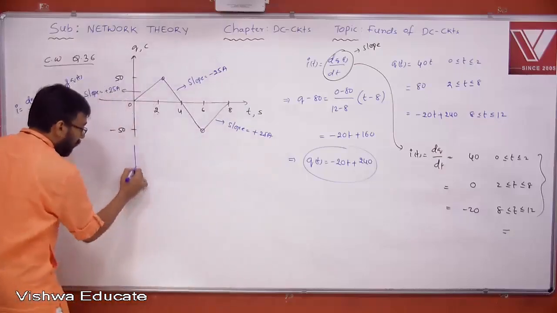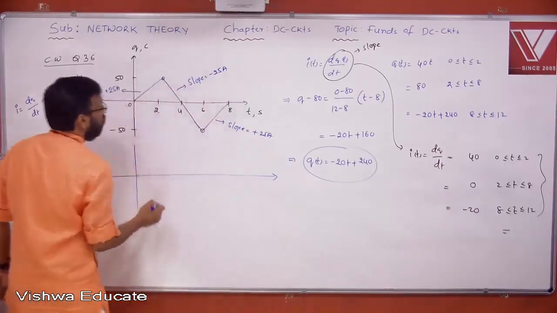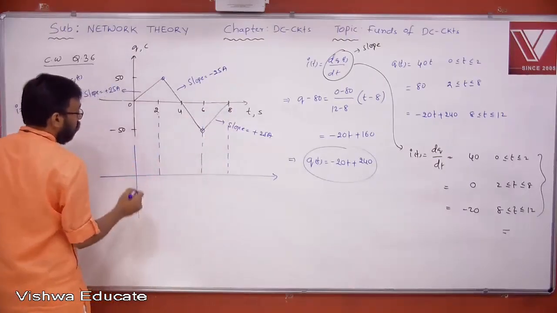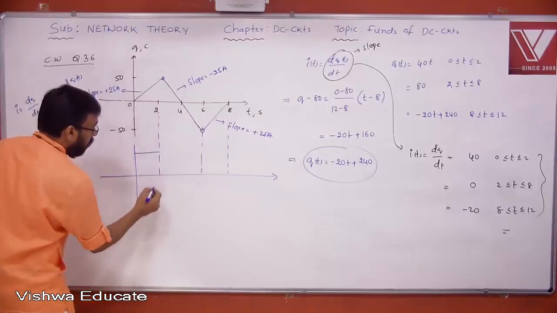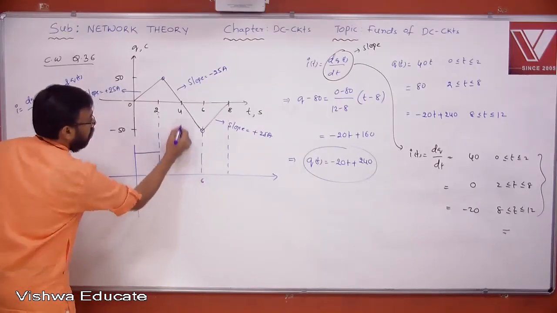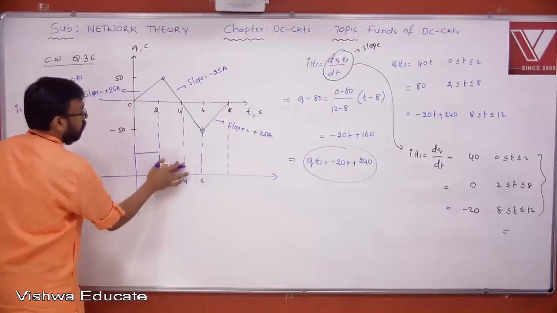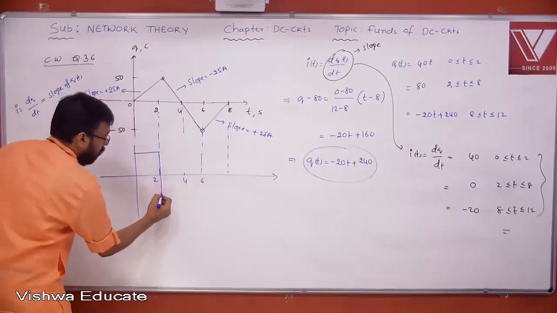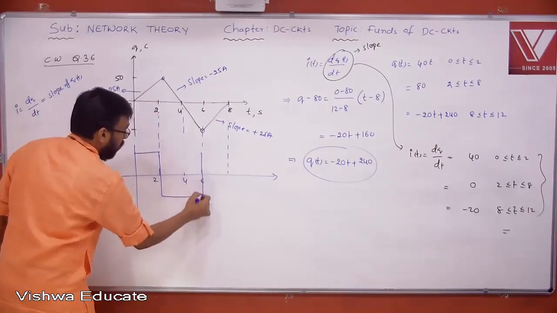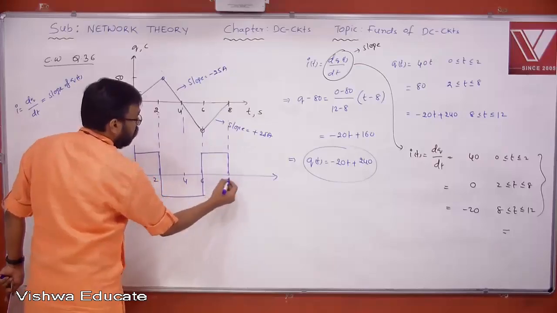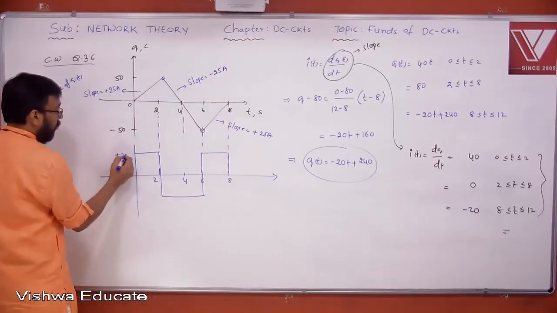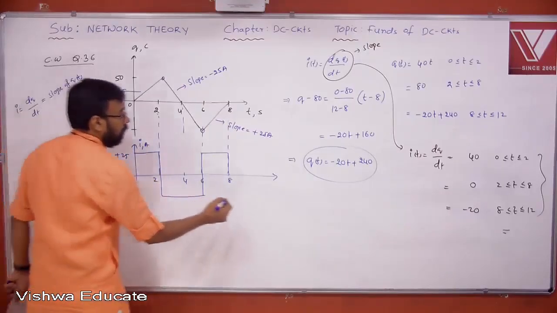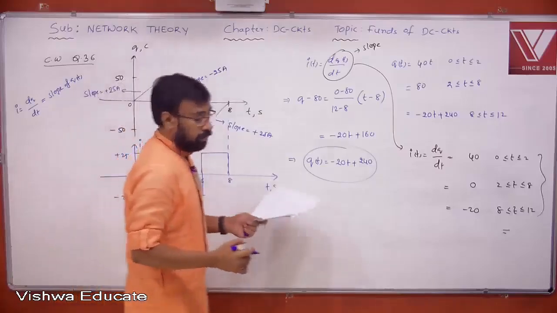Now I can sketch the corresponding current waveform here. This is 2, this is 4, and this is 8. So plus 25, then minus 25, then again plus 25. That's it. This is 8. This is plus 25, this is minus 25. This is current in ampere. This is time in second. Please note down this, all of you.